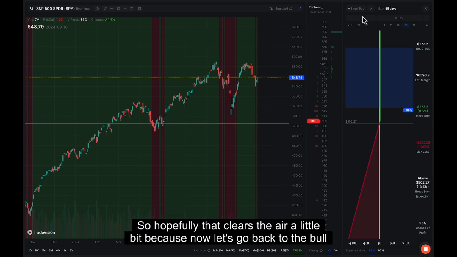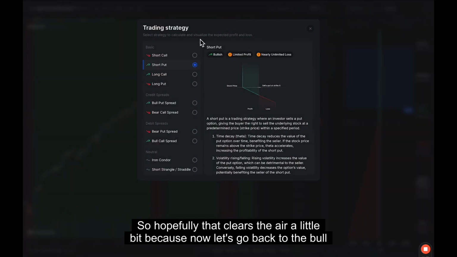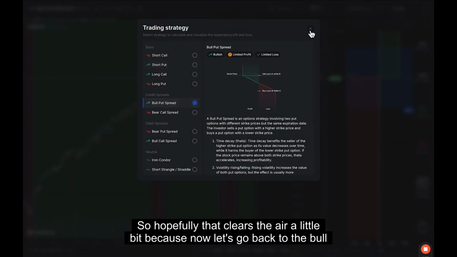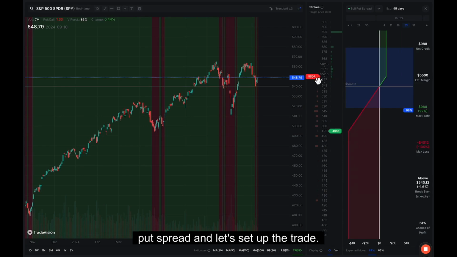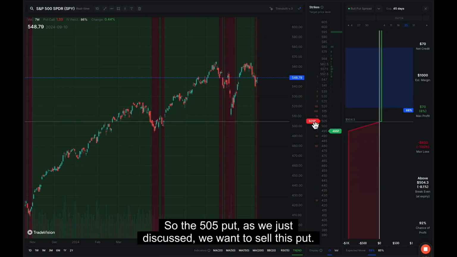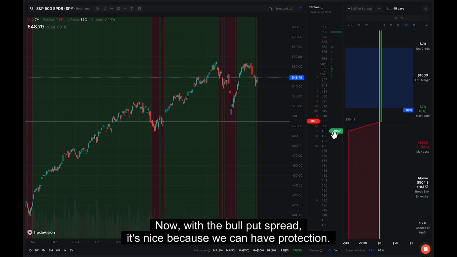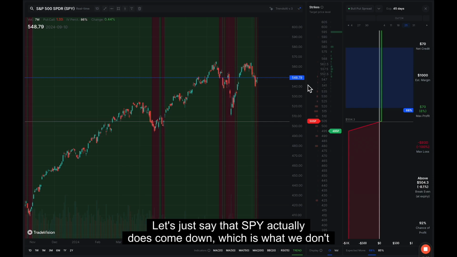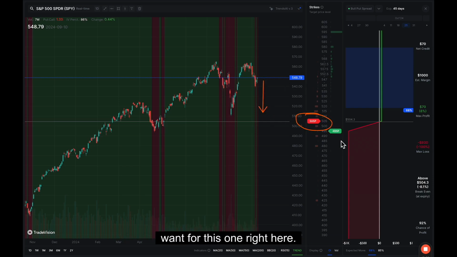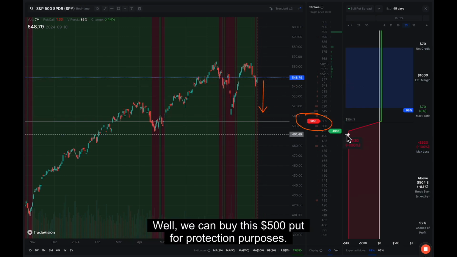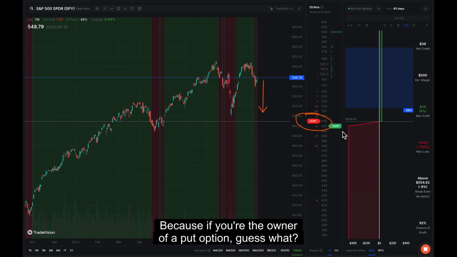All right, so hopefully that clears the air a little bit, because now let's go back to the bull put spread and set up the trade. So the 505 put, as we just discussed, we want to sell this put. We want SPY to remain above the strike price. Now, with the bull put spread, it's nice because we can have protection. Let's say SPY actually does come down, which is what we don't want for this one. Well, we can buy this $500 put for protection purposes, right?